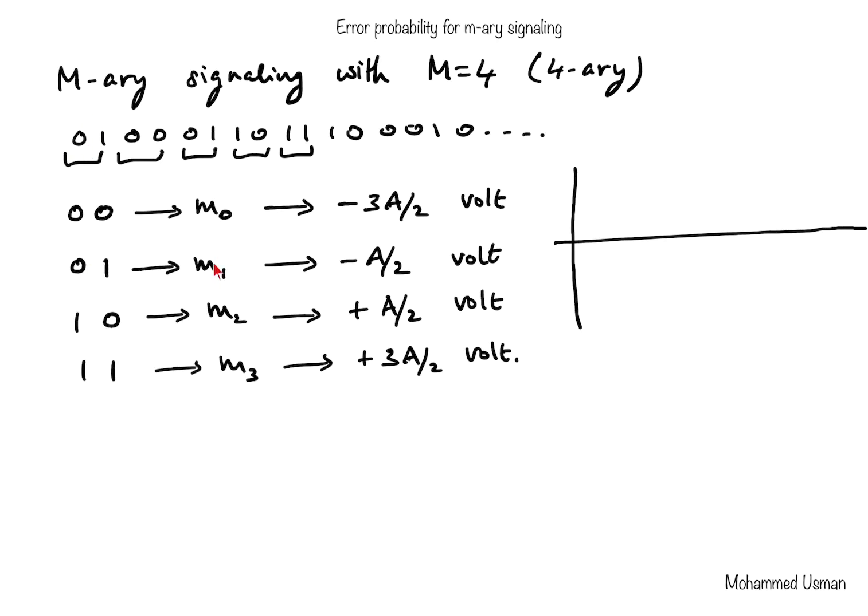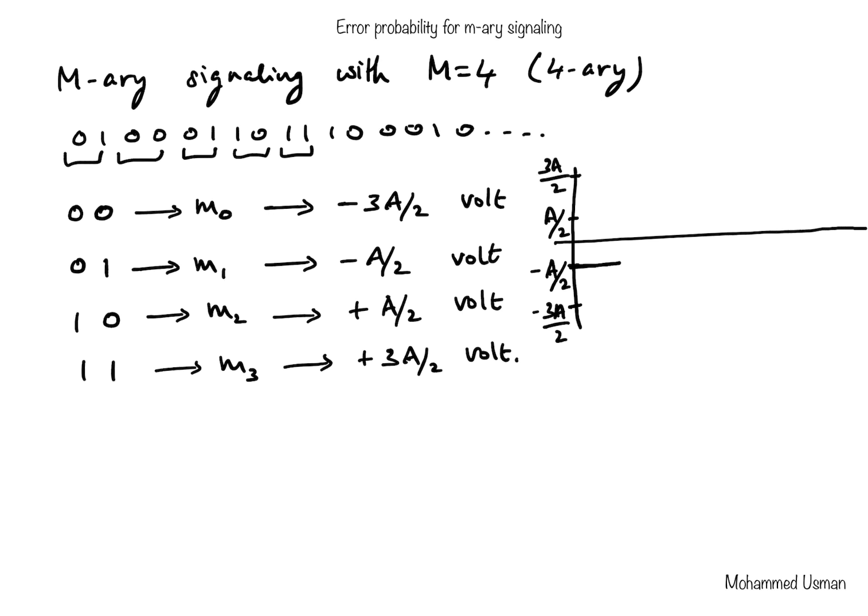So 0 1 is M1, and that is minus A by 2. So we have four voltage levels: minus A by 2, plus A by 2, minus 3A by 2, and plus 3A by 2. In this bit sequence, the first symbol we have is 0 1, which is M1, and it's minus A by 2 volt. So it will be at a voltage level minus A by 2.